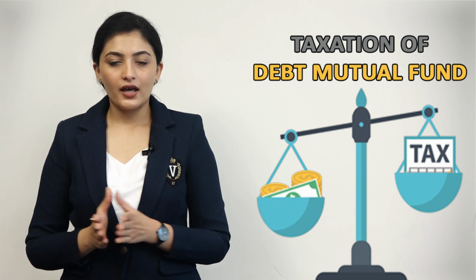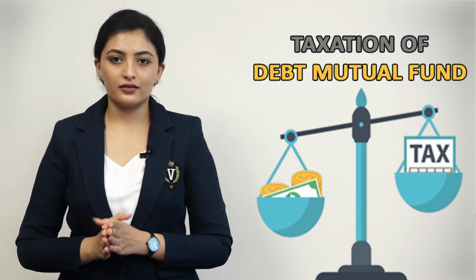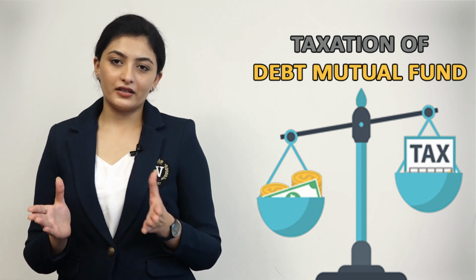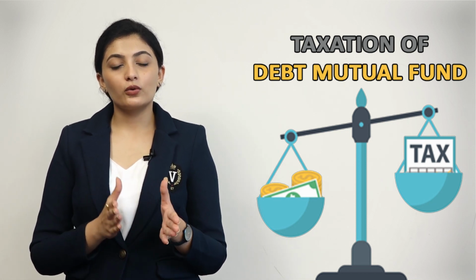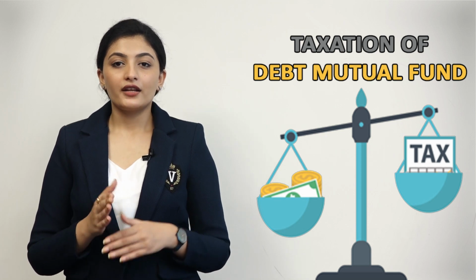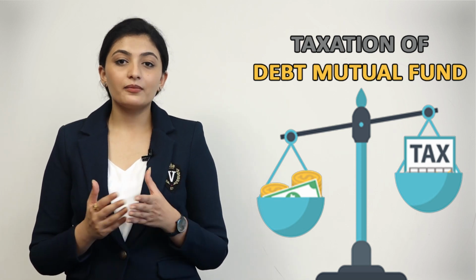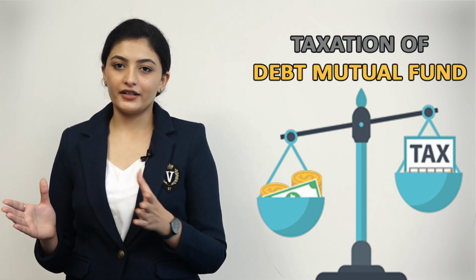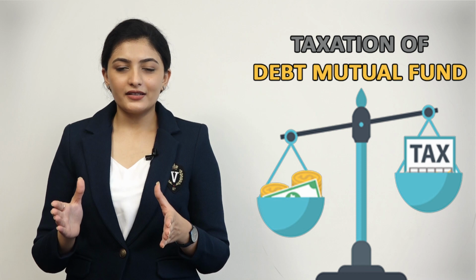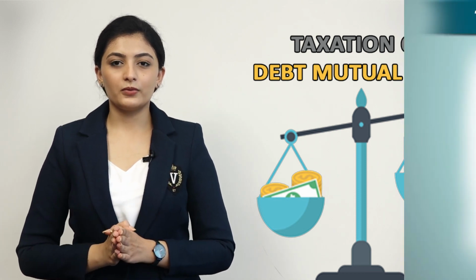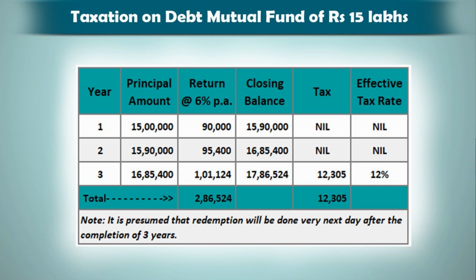Now, what is indexation? Simply put, indexation means inflation rate. Generally assuming an inflation rate of 5% per annum, the total for 3 years amounts to 15%. After deducting such inflated cost, the remaining profit shall be taxed as capital gain at the rate of 20%. For a clearer understanding of what I just said, I have drawn up an example which will be shown on the screen. I have assumed the same investment of rupees 15 lakhs and return of 6% for a period of 3 years. Assuming that the investor redeems the amount immediately after the completion of 3 years, we can see the tax that has to be paid on such redemption.